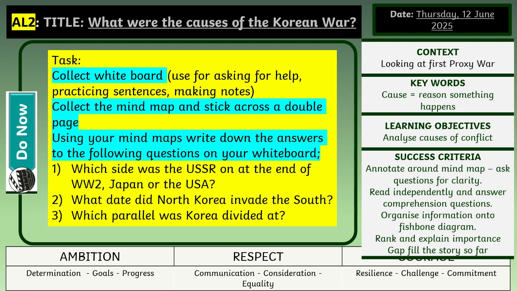So question 1, which side was the USSR on at the end of World War II, Japan or the USA? Use your mind maps from last lesson and the mind map from this lesson to answer these questions. Question 2, what date did North Korea invade the South? And question 3, which parallel, a parallel is just a line on a map, which parallel was Korea divided at?